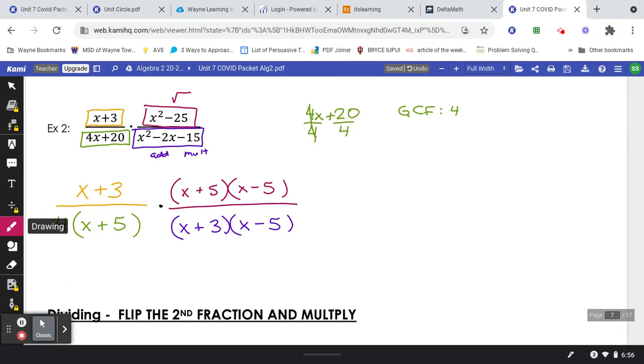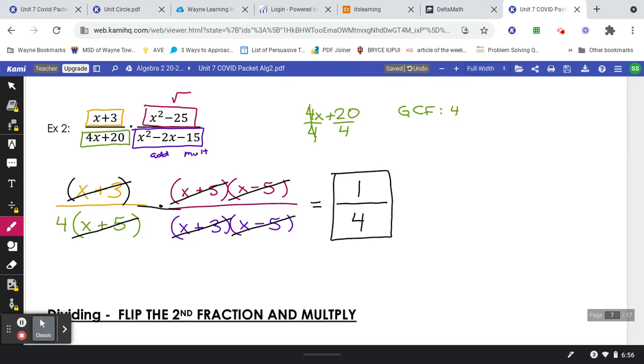And then let's see what cancels. I have an x plus 5 to cancel with the x plus 5, x minus 5 with the x minus 5, and this x plus 3 can cancel with that x plus 3. As long as one is at the top and one is at the bottom, it can cancel across the entire multiplication problem. This leaves me just a 4 in the denominator. Because there's nothing at the top, I'll put a 1 and have a final answer of 1/4.